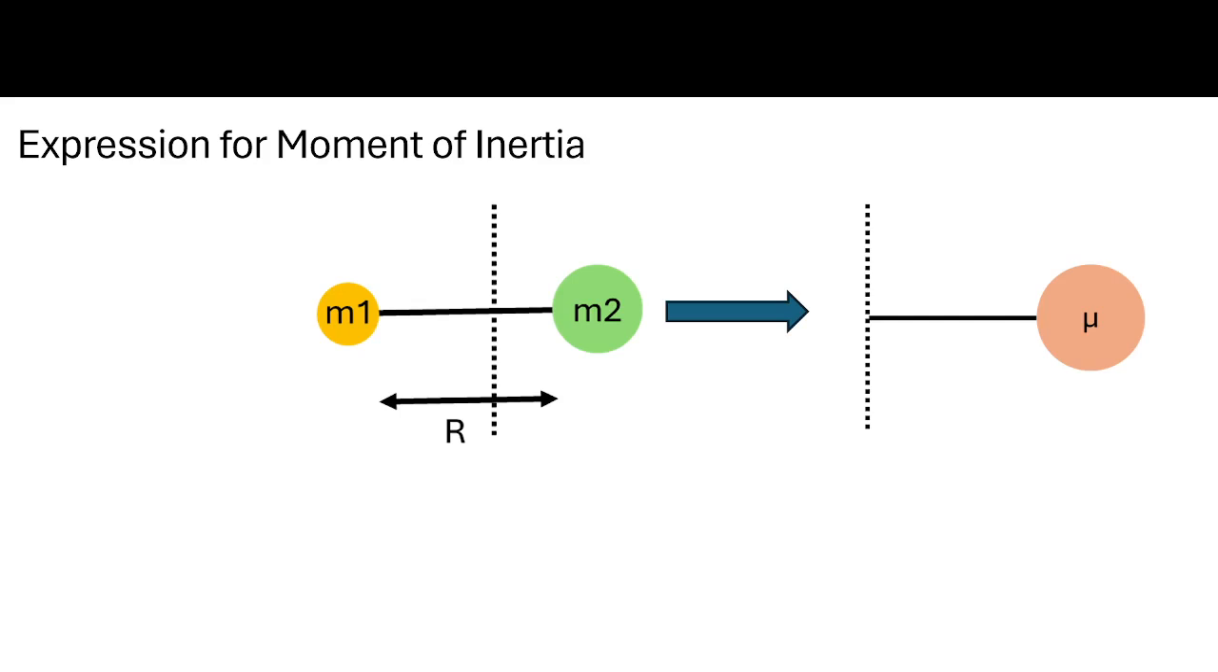So first look at this left side diagram. We have a diatomic molecule. One atom has mass m1, the other has mass m2. The distance from the center of mass is r2 on one side, and this distance is r1. Let's say it's rotating along this axis with angular velocity omega.